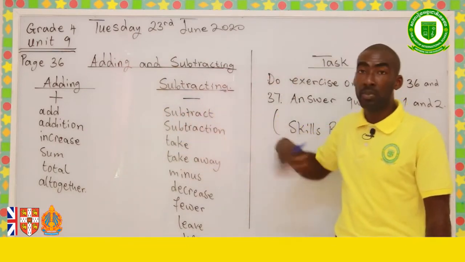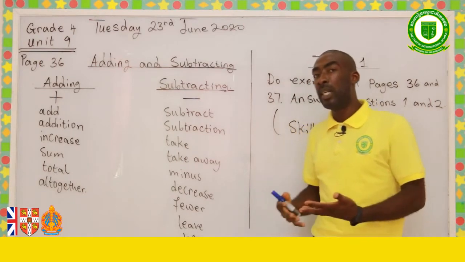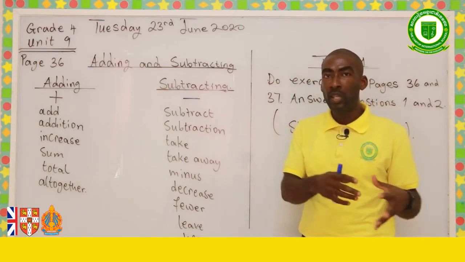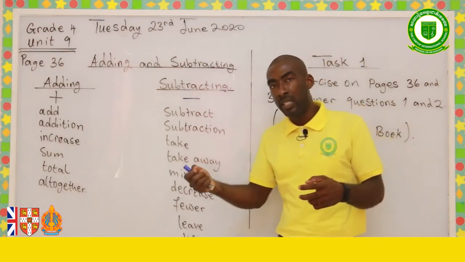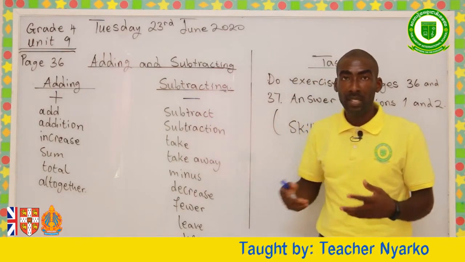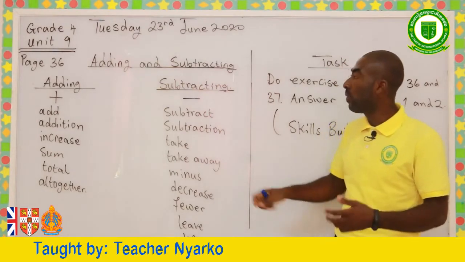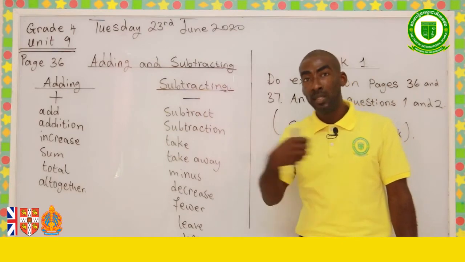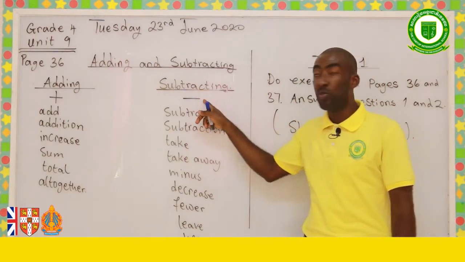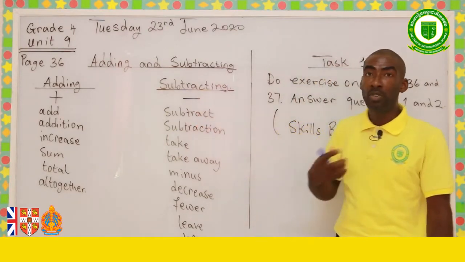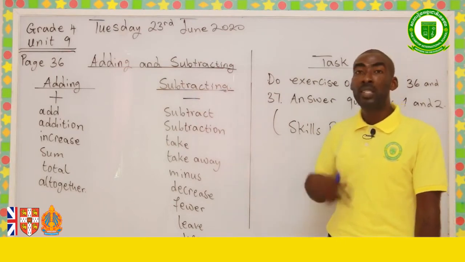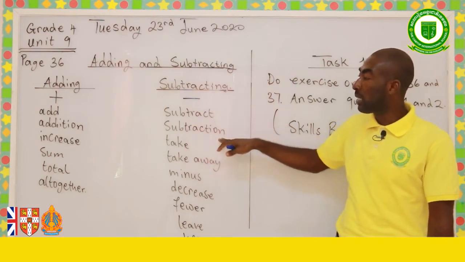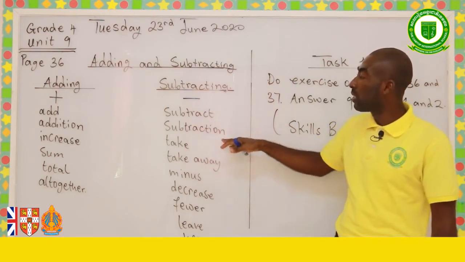And then on the side of subtracting. Subtracting basically means you are taking away. You have a bigger portion and you are taking bits out of it. So subtracting means taking out. The first word we're going to look at is subtract, which means minus, and we use this sign. The next one is subtraction. Subtract and subtraction are almost similar.